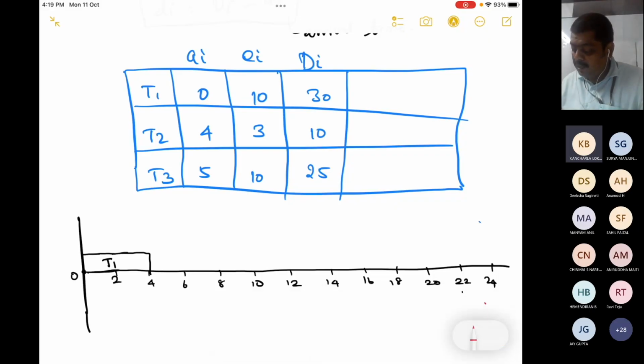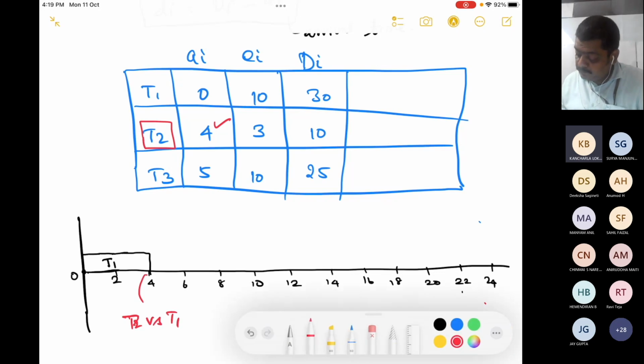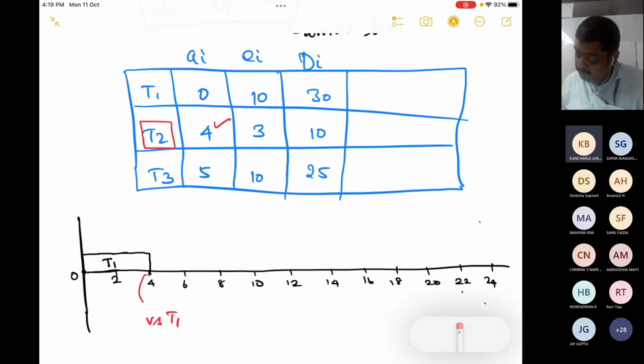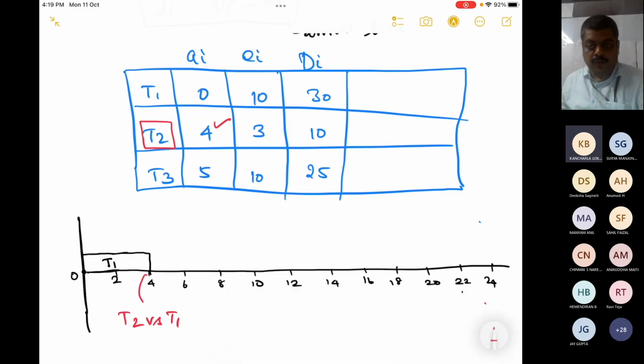At time 4, T2 comes. That means at 4 time units T2 releases. Now at this junction, T2 versus T1. T2 has the earlier deadline, that is only 10 time units, whereas the deadline for T1 is 30. So 30 and 10 are compared.